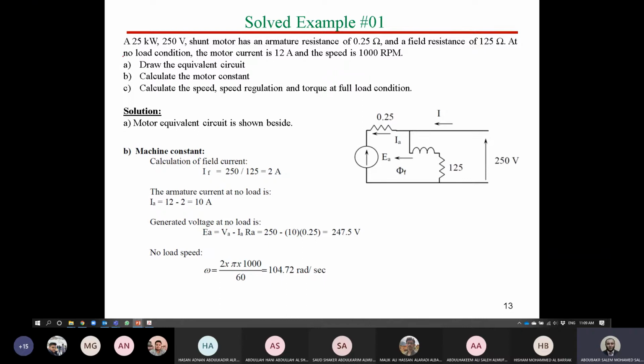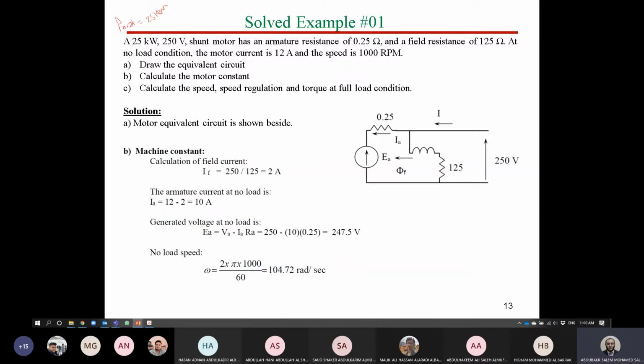As we can see here, we have 25 kilowatts, 250 volt. 25 kilowatts, this value represents what? Output power. At which operating condition? At full load, exactly. So this is now representing the full load output power. So we can say now P out rated equals 25 kilowatts. 250 volt, this is the terminal voltage.